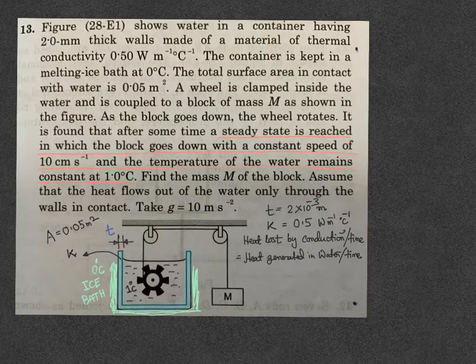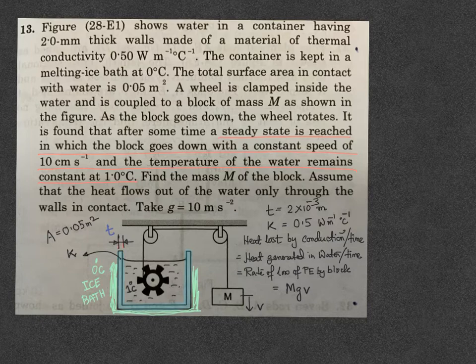So what is the heat generated in water? This is the rate of heat generation in water, which is the loss of potential energy by the block. So that means it comes down with a speed v. So we can write that the rate of loss of potential energy is mg multiplied by v.